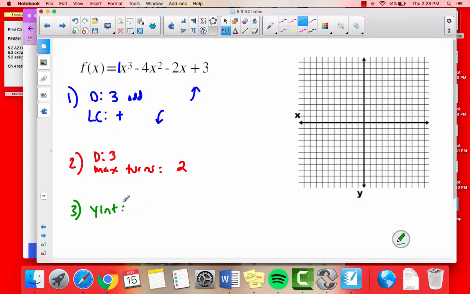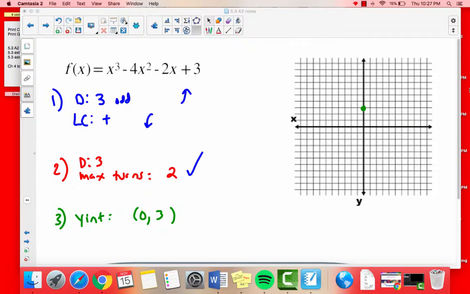Now remember, we said to do that, you're just going to plug in x equals 0. So when I plug 0 into this equation at the top, I'm going to do that up here. 0 to the third is 0. Minus 4 times 0 squared is still 0. And then minus 2 times 0, and then plus 3. And remember, all these zeros are going to cancel out, and I'm just going to be left with a positive 3. So here's my first point of the graph, my y-intercept at (0, 3).